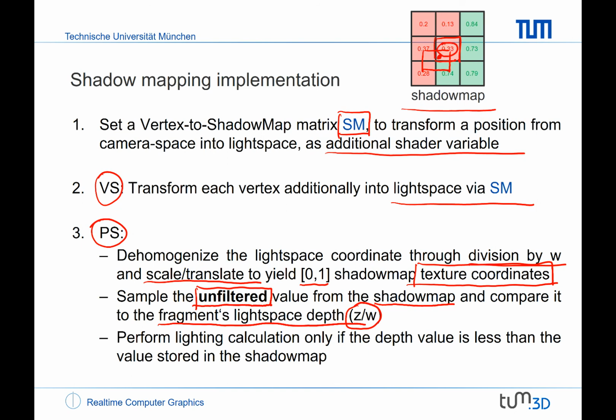The lighting calculations, which I typically perform in a fragment shader, like the evaluation of the Phong illumination model, only have to be carried out if the fragment's depth value is less than the value stored in the shadow map, because only then is the fragment visible, only then does it receive light, and only then does the lighting calculation have to be performed. Otherwise, it is just rendered as some dark gray or whatever.